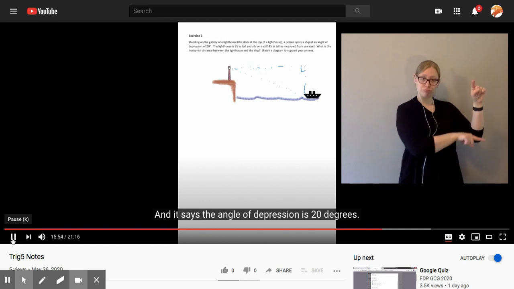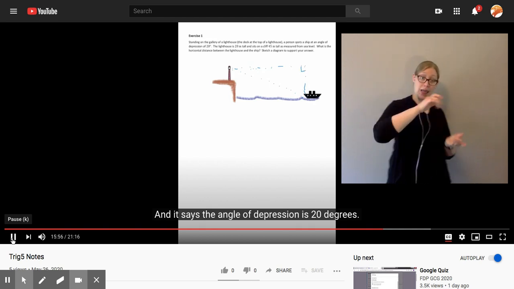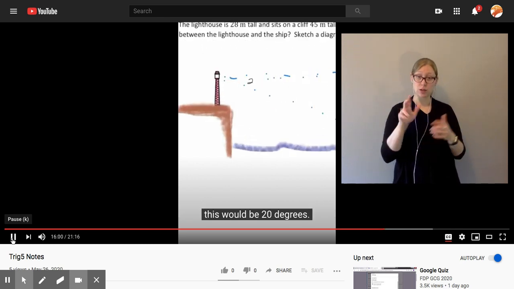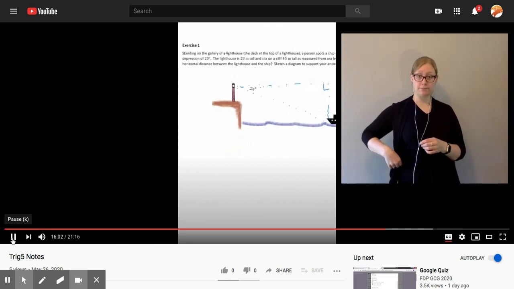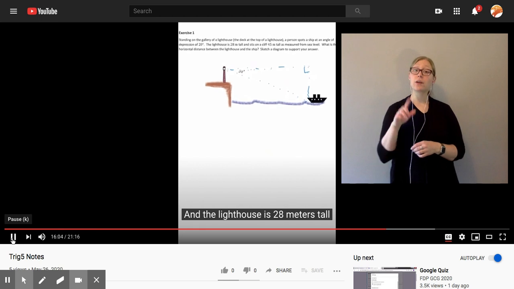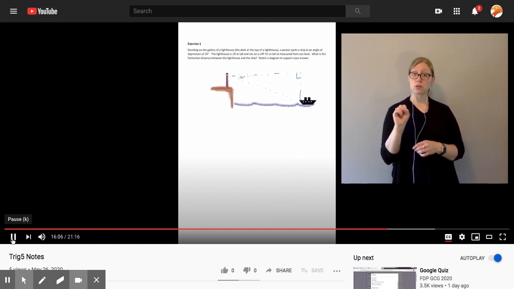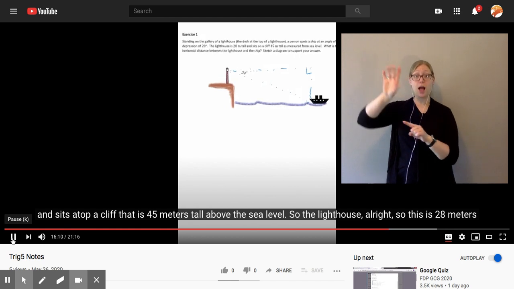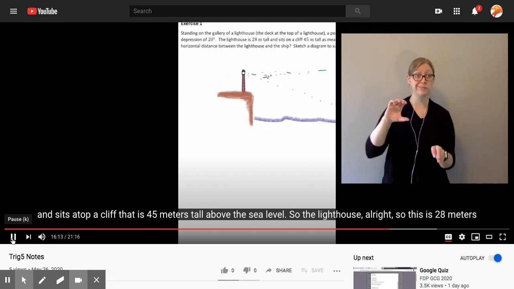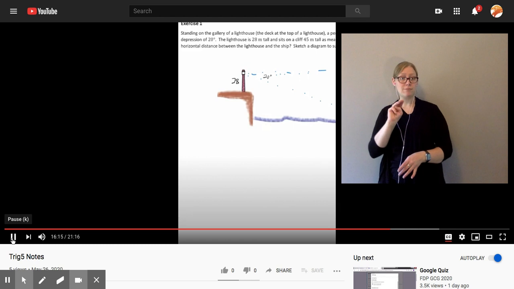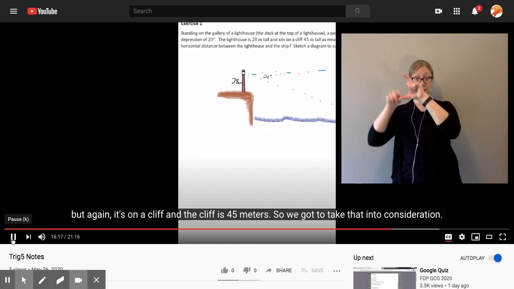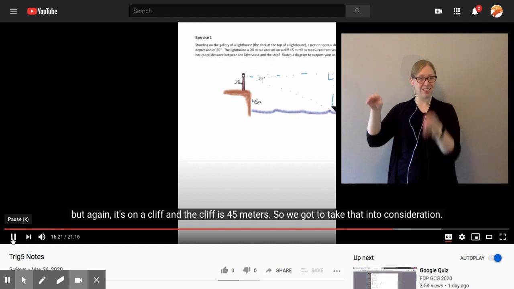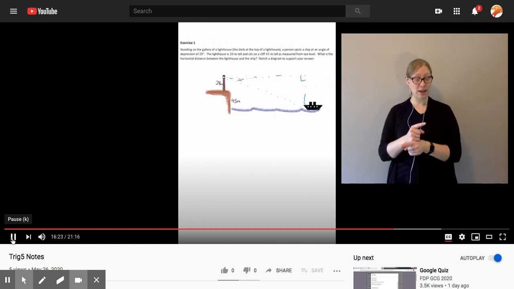And it says the angle of depression is 20 degrees. So the angle that they're looking down, this would be 20 degrees. And the lighthouse is 28 meters tall and sits atop a cliff that is 45 meters tall above the sea level. So the lighthouse, all right, so this is 28 meters. But again, it's on a cliff, and the cliff is 45 meters. So we've got to take that into consideration, right?